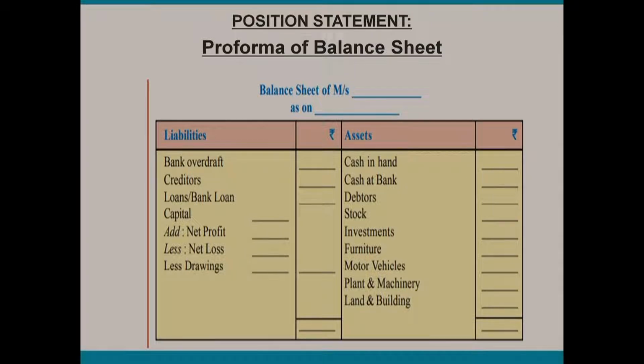Then this is the asset side. You will write the cash in hand, cash at bank, debtors, stock, investments, furniture, motor vehicles, plant and machinery, and land and building, and if any other asset is there, you would mention that also.